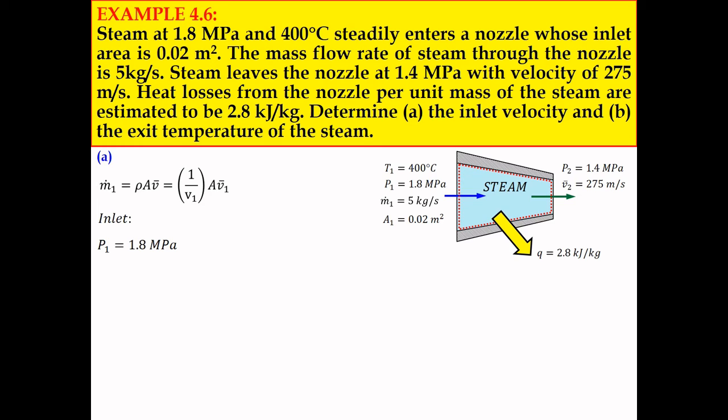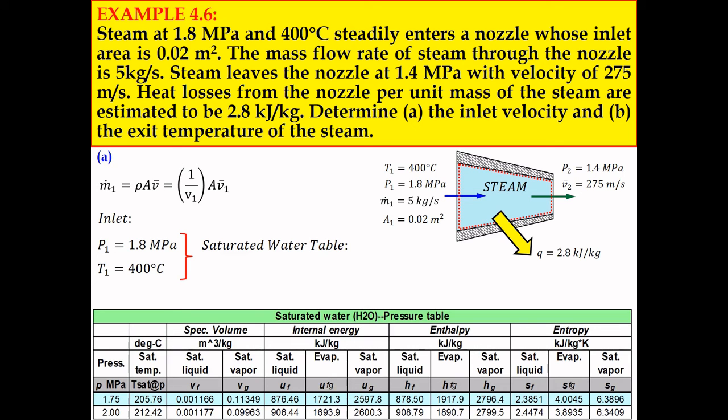Because this involves water, we need to determine the phase of the water at the inlet and also at the outlet. At the inlet, the pressure given is P1 equal to 1.8 megapascal and T1 equal to 400 degrees Celsius. So we need to check the phase by using the saturated water table. Based on the saturated water table, find the saturated temperature at 1.8 megapascal. So we need to make an interpolation.